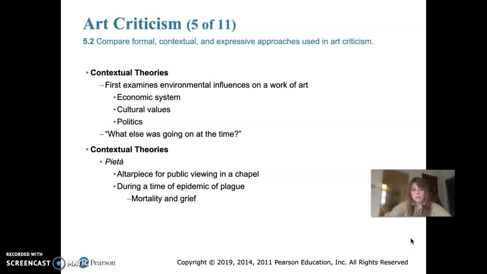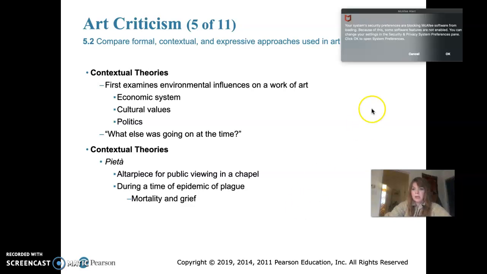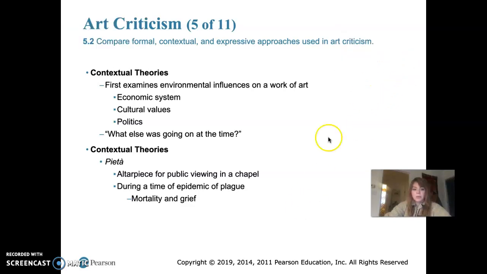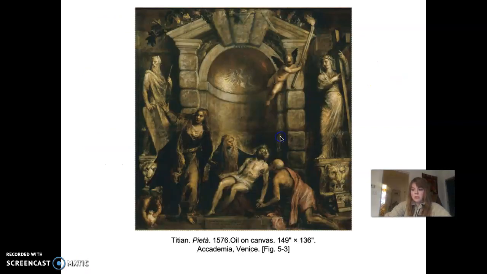So we'll actually look at those same pieces, but just on a contextual theory of art criticism here. So Titian's Pieta, it's an altarpiece for public viewing in a chapel during the time of the epidemic of plague in Europe, and it kind of expresses mortality and grief. So we'll take another look at this through the contextual lens, basically.